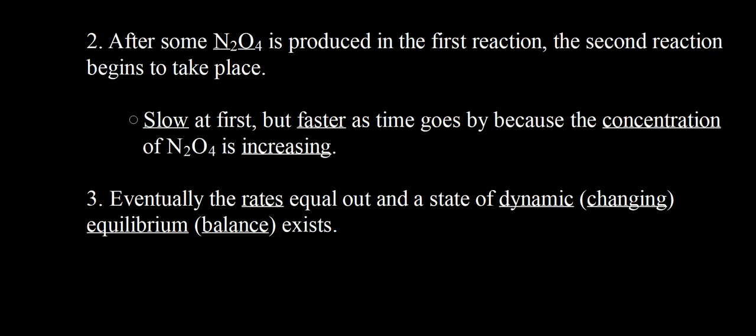So essentially, the first reaction is going to slow down. The second reaction is going to speed up. At some point, the rates of these reactions will equal out. And when the rates of these two reactions are equal, we say a state of dynamic equilibrium exists. An equilibrium system is a dynamic system.